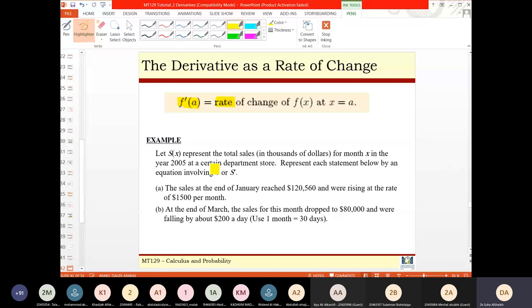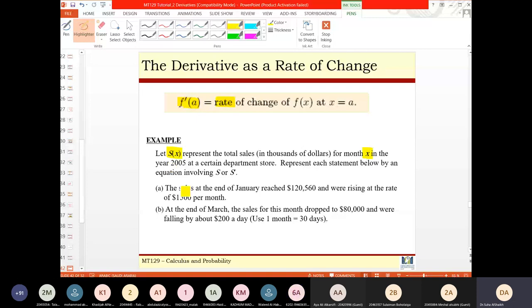If we have S of X represent the total sales, the money in dollars for a month X. So what's X? The month. What's S of X? How much you sell, the dollars, the money. So I have, for example, X1 meaning month 1, January, X2 meaning February, and so on. This is the function for the year 2005 at a certain department store. Represent each statement below by an equation using either S or S dash.